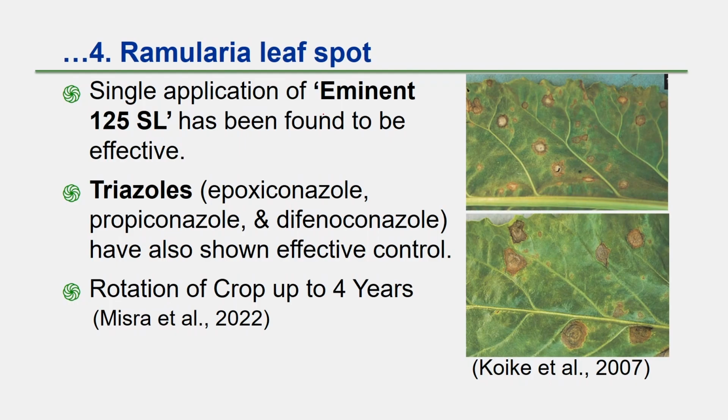A single application of Eminent 125 SL has been found to be effective. Otherwise, triazole fungicides like epoxiconazole, propiconazole, difenoconazole have also shown effective control. Rotation of crop up to 4 years is also useful. So, you can see the spots of Ramularia.